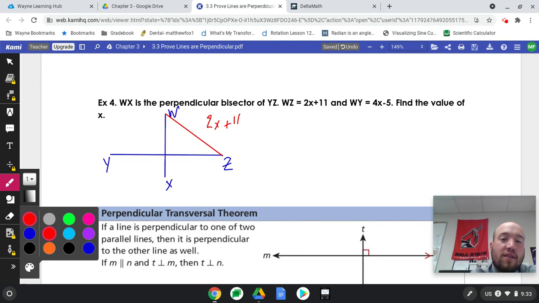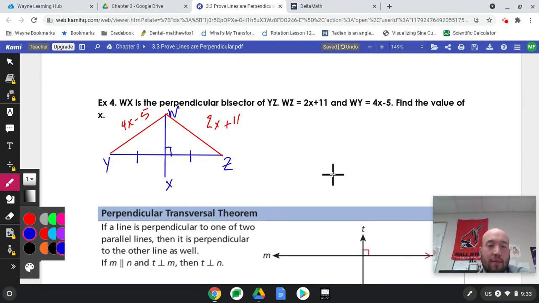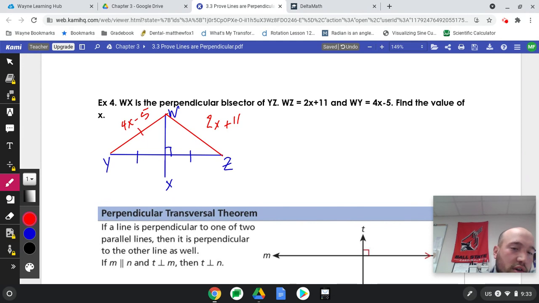Also tells us that WY is 4x minus 5. And I didn't put enough marks on here. If WX is the perpendicular bisector, we know this is a right angle, and each of these has to be the same. So if that is the case, hopefully you remember, that means that WY and WZ will be equal. Okay, so now I can't just put one mark on each of these because that would say it was the same as those. Instead, I'm going to put 2 marks because they are the same as each other.